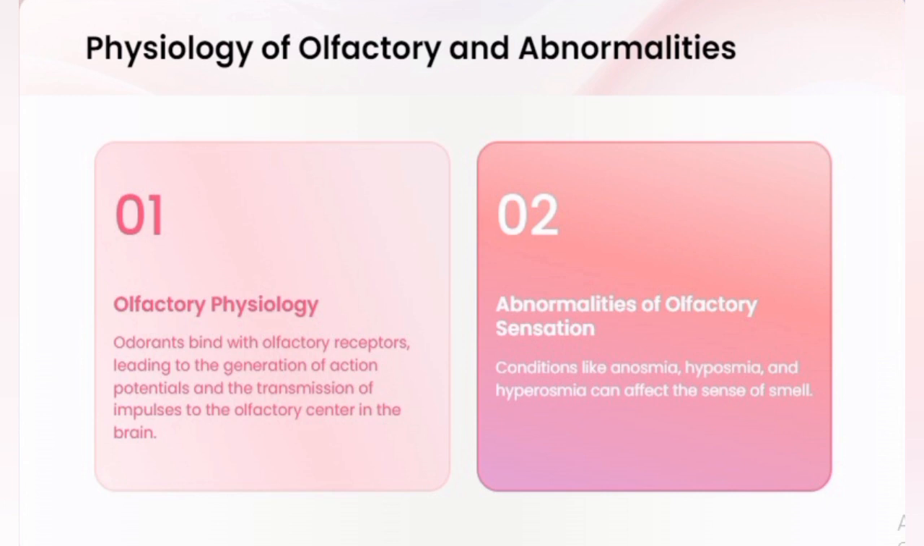Next is the physiology of olfaction: how you can sense smell. I think you already commented about your favorite scent or perfume, right? How do you smell that? Just imagine you are holding your favorite scent in front of your nose. As soon as you do, the odorant binds with the olfactory receptor.